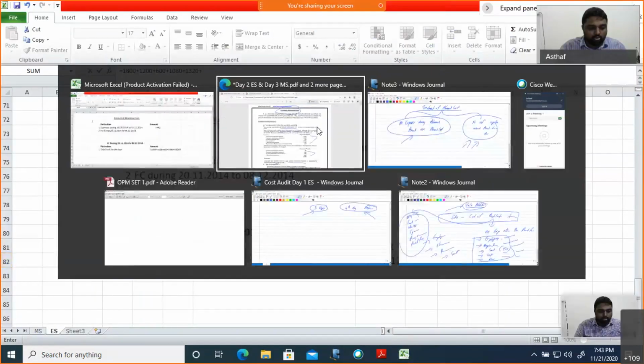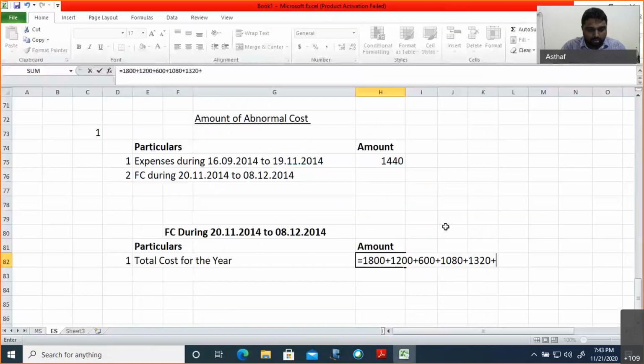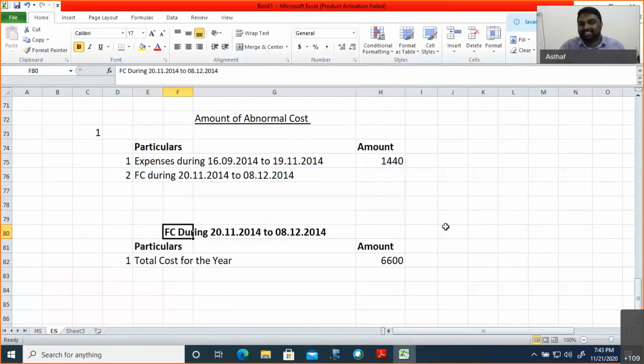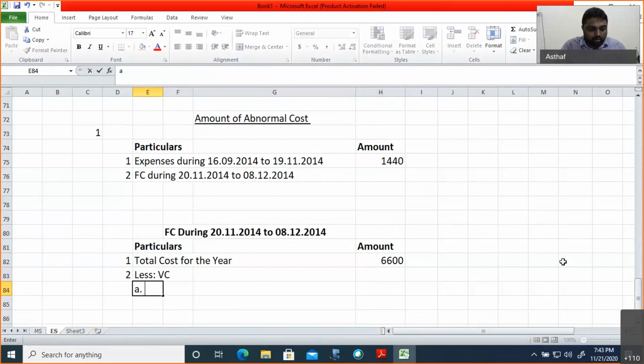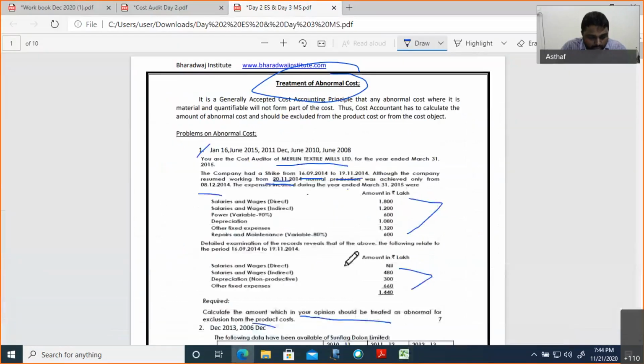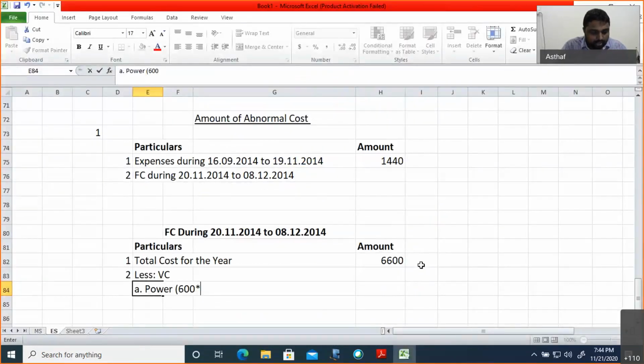So 1320, 600. Now we want to get fixed cost. If you want fixed cost from the total cost, the first thing we have to do is less variable cost. I will go step by step. So what are the variable costs? Power is the variable cost. What is the power amount? 600 into 90%. What will come?